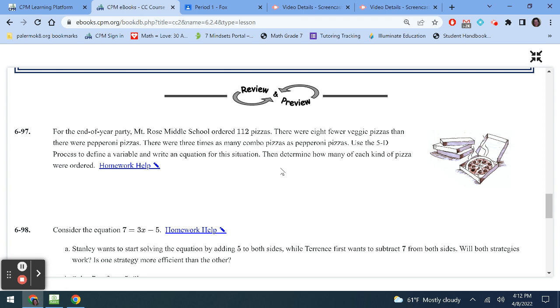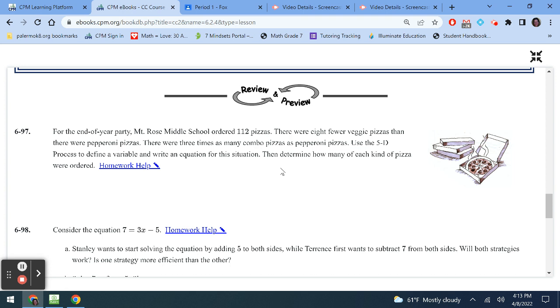6-97 says, for the end of year party, Mount Rose Middle School ordered 112 pizzas. There were 8 fewer veggie pizzas than there were pepperoni pizzas. There are 3 times as many combo pizzas as pepperoni pizzas. Use the 5D process to define a variable and write an equation for the situation, then determine how many of each kind of pizza were ordered.